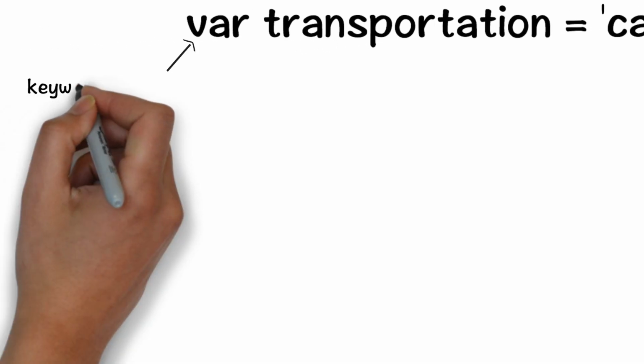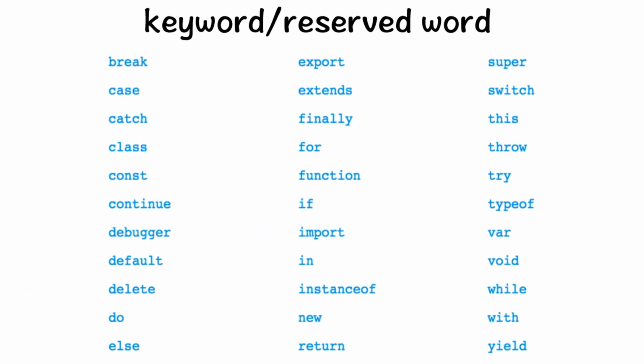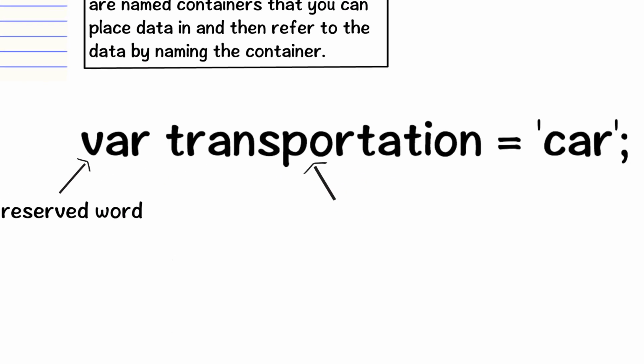We have the keyword var. In JavaScript, there are keywords that are reserved words, letting the JavaScript interpreter know what you want to do. Here the keyword var lets the JavaScript interpreter know that you are declaring a variable. Next, we have the variable name. This is sometimes called the identifier or the target. In our case, we're giving the variable the name transportation.